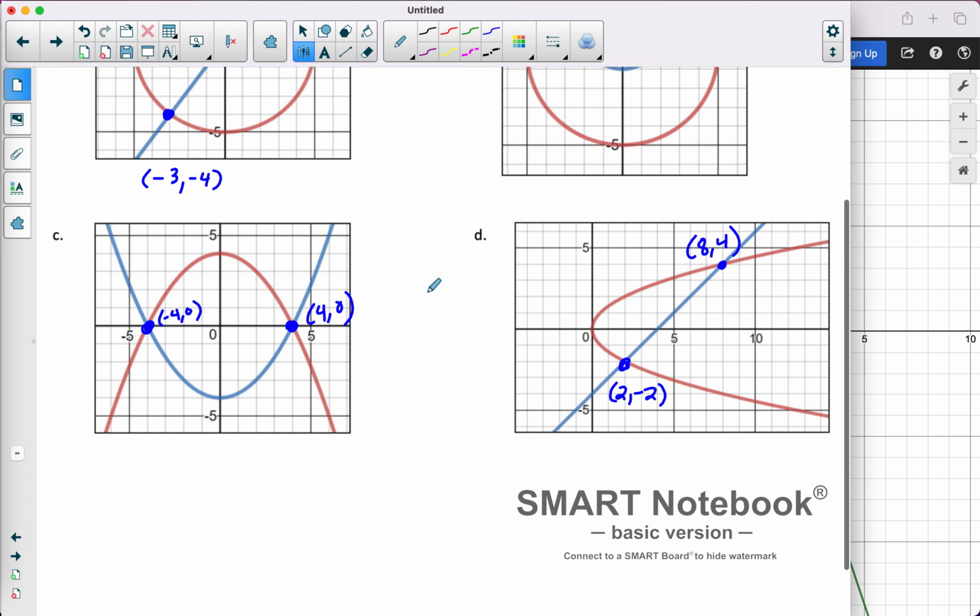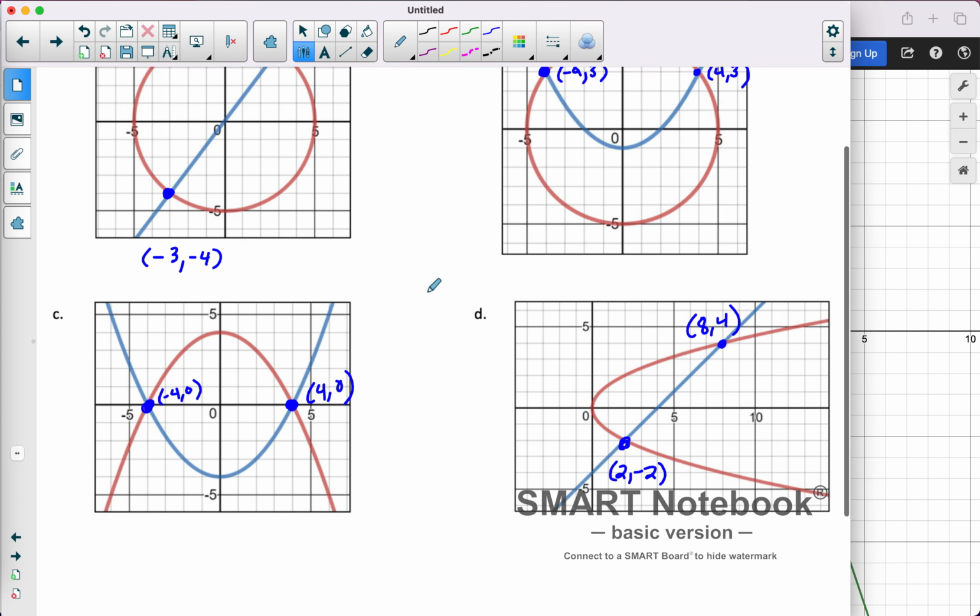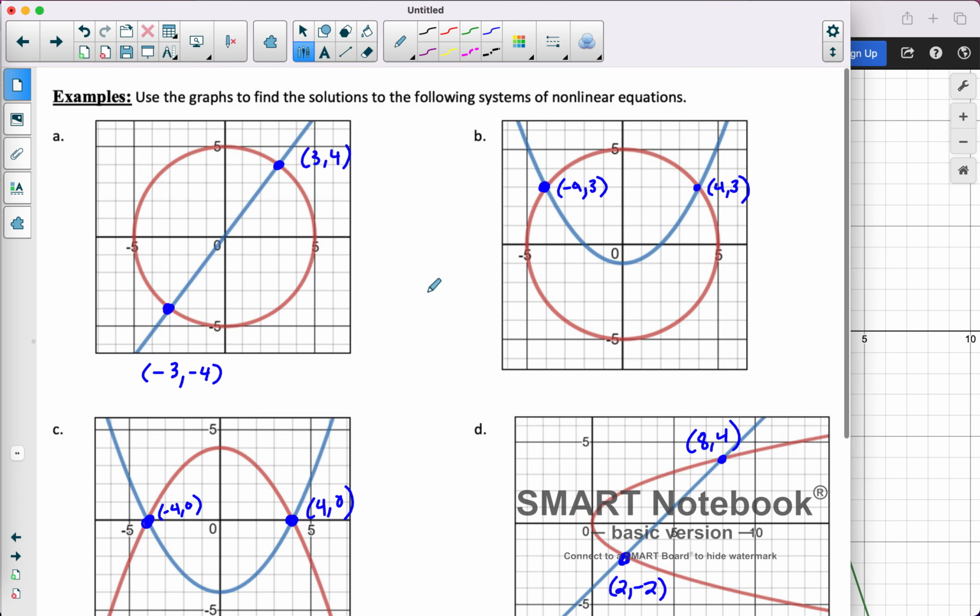So graphically, it's not too difficult to find where they intersect, but we want to also look at how we solve systems algebraically next.